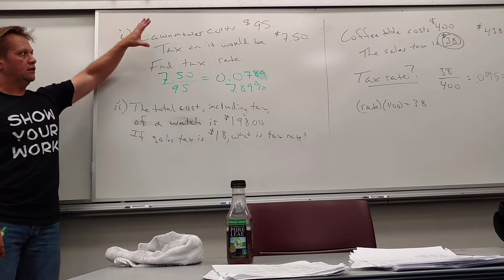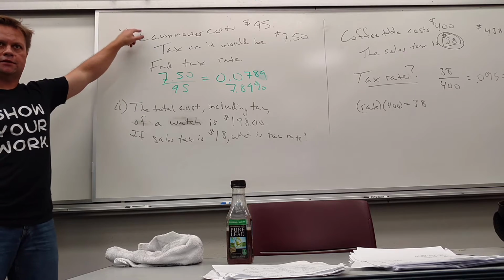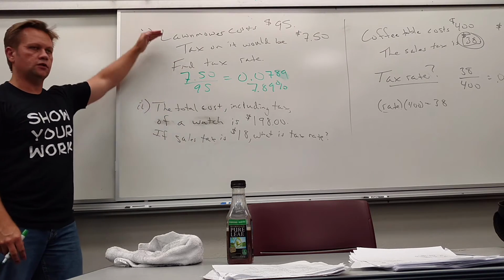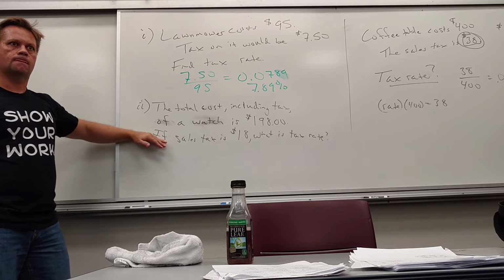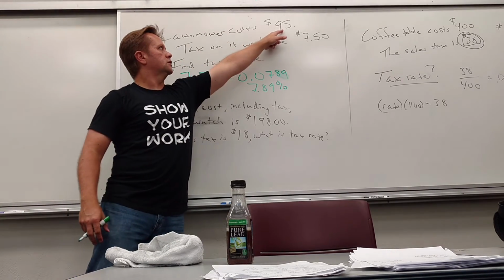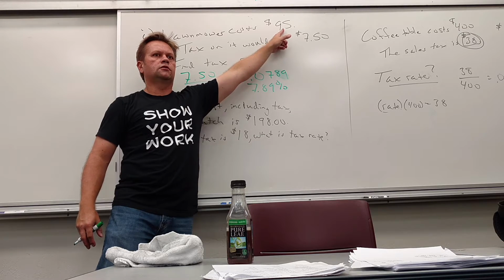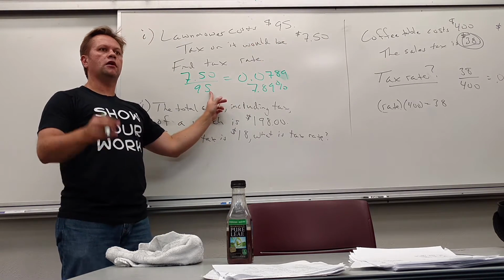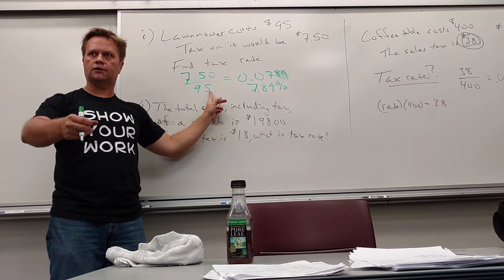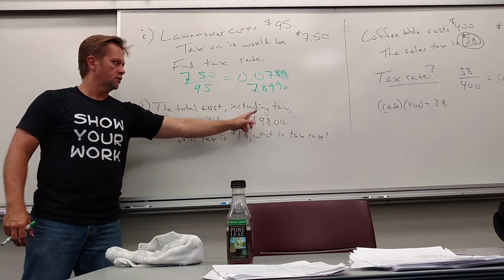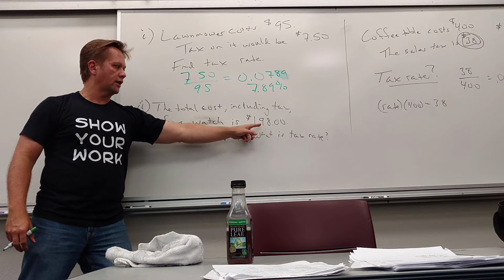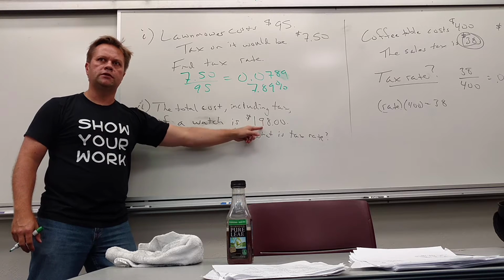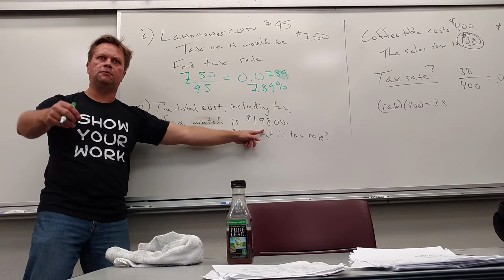What is the big difference between this problem and that problem, besides this is a lawnmower and that's a watch? I mean, procedure-wise, what's the difference between these two? This number, does that include the tax? No. So I can just divide straight by it, because that's what the cost was before they added the tax on. This number includes tax. So I can't put 18 divided by this. That doesn't make any sense. What was the original cost? It's always divided by the original.